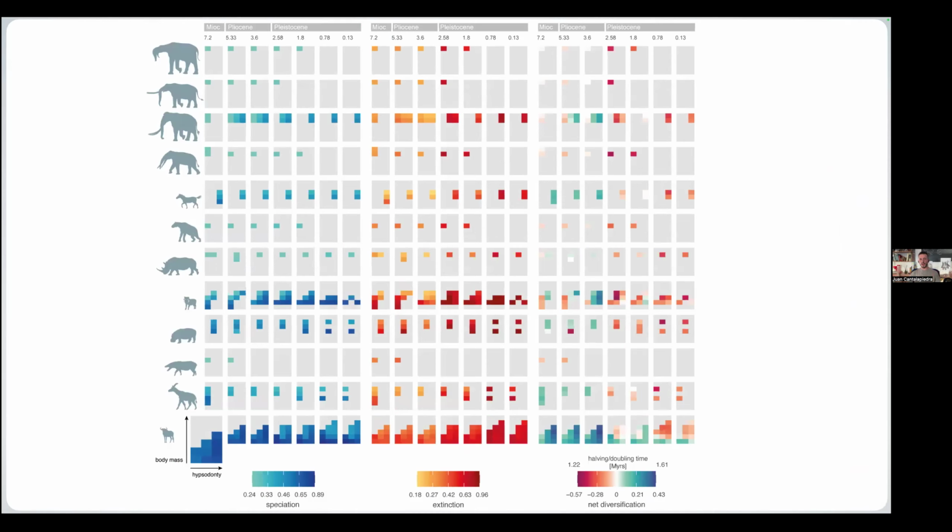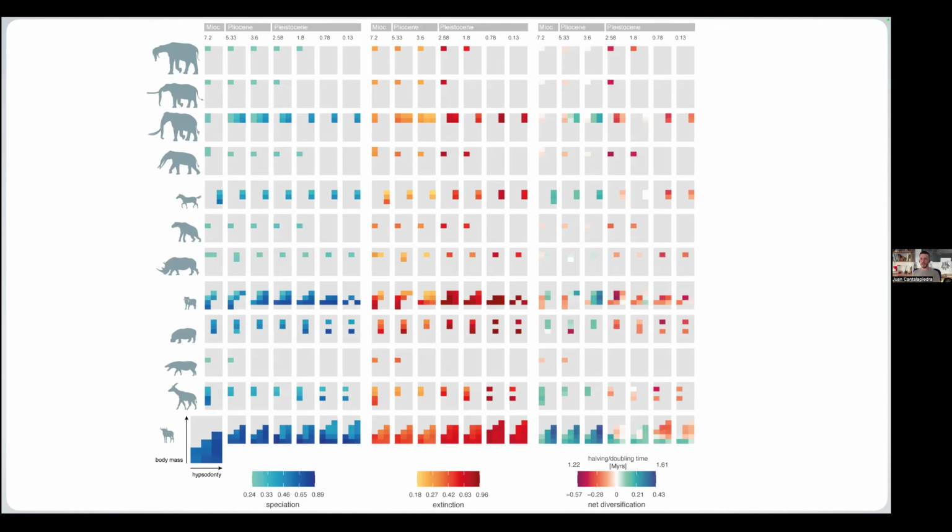So we have here 12 herbivore families in Africa. Again, temporal bins in the top, and again, the same 6x3 eco space where we can really track what's going on in terms of per capita speciation and extinction rate. So the blue is speciation, the red extinction, and in the right part we have net diversification. And then we can see how each group basically behaves in terms of macroevolutionary rates.